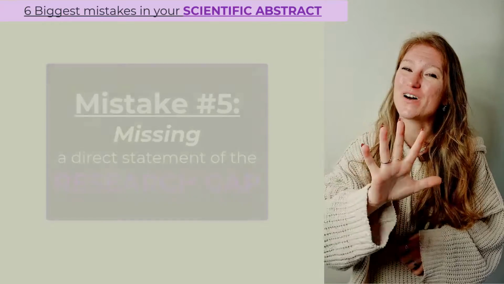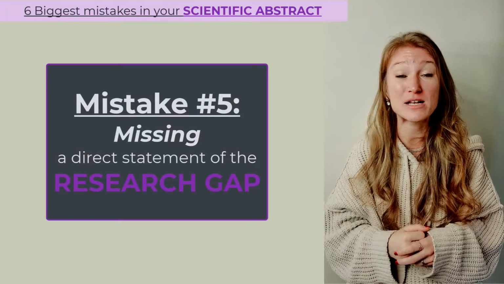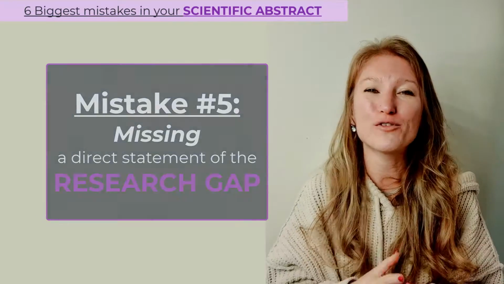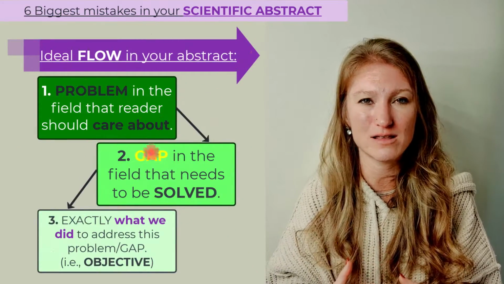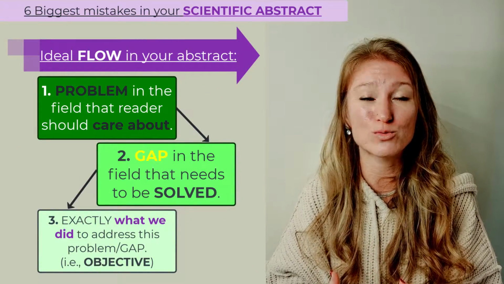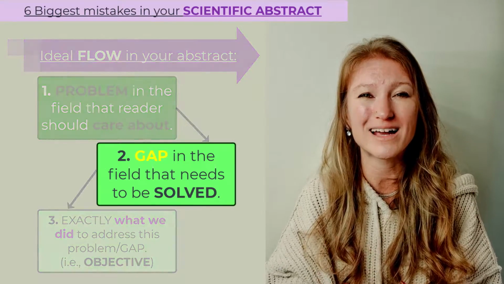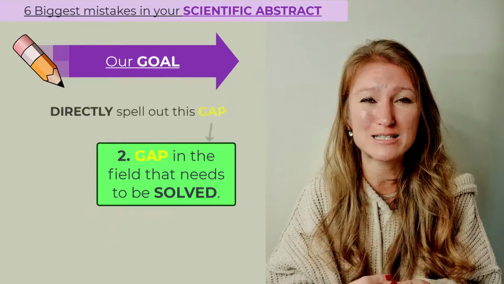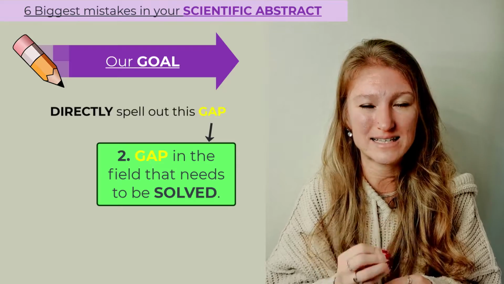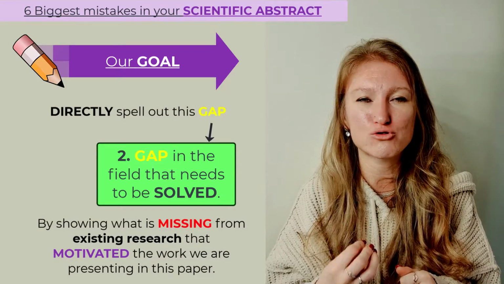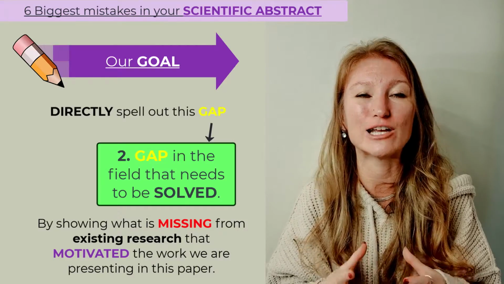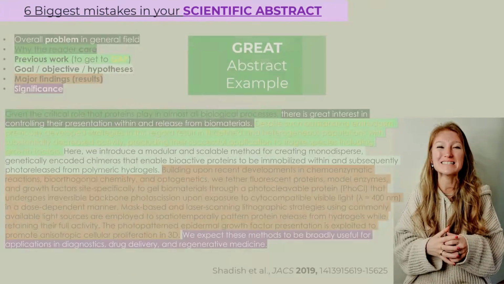Mistake number 5, missing a direct statement of the research gap. Hopefully you noticed from the last problem the importance of the gap, especially in this flow that shows the reader the impact of your work. We want to directly spell out what this gap was in previously existing research that we tried to fill with the work we're presenting here in this paper. So what does that look like?